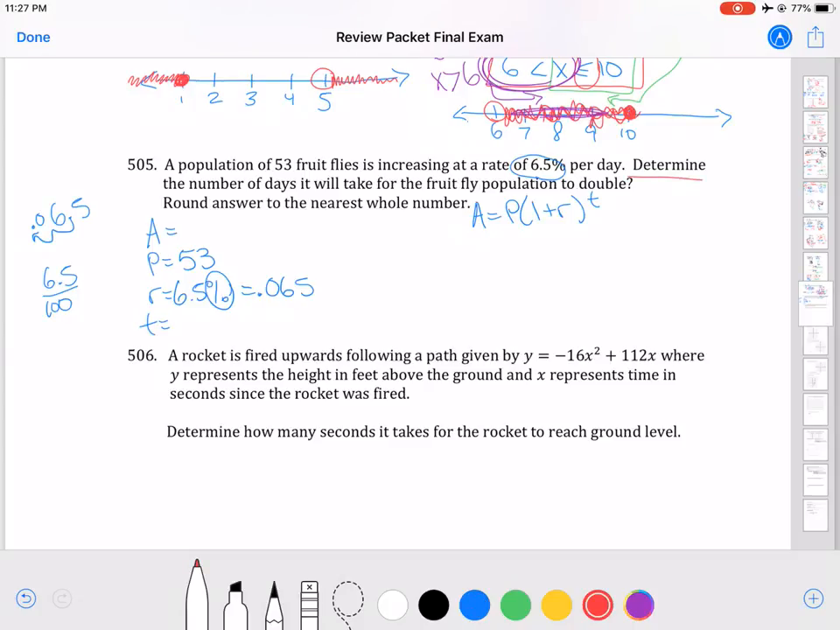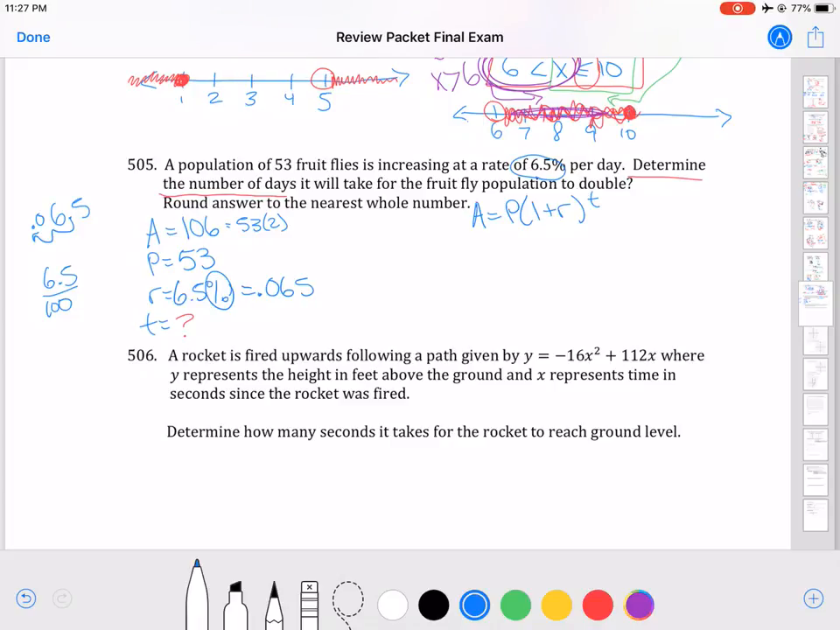Now, here's why this one differs from the last one. It says determine the number of days. T is what I'm trying to find. And it says determine the number of days it will take for the fruit fly population to double. If I'm starting with 53, my doubled amount of that is going to be 106. Just do 53 times 2 to get that 106. So this one gives you A.